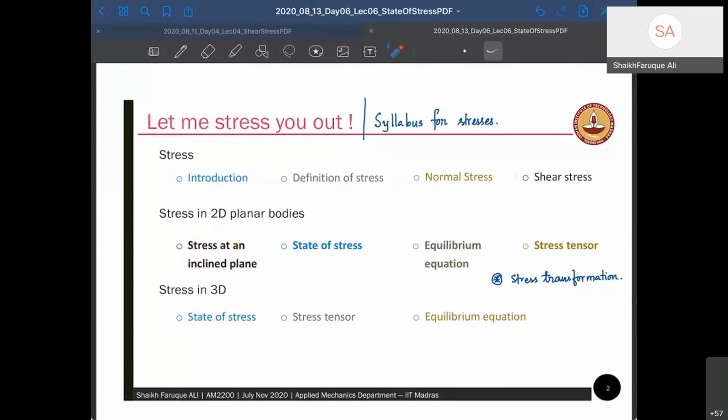Equilibrium equations, we will probably not do today. And stress as a tensor, we will learn it. In the next class, we'll probably do stress transformation and some parts of stress equilibrium. Finally, it will end up with 3D stress equilibrium. This is not different from the other two, so it will not take much time.